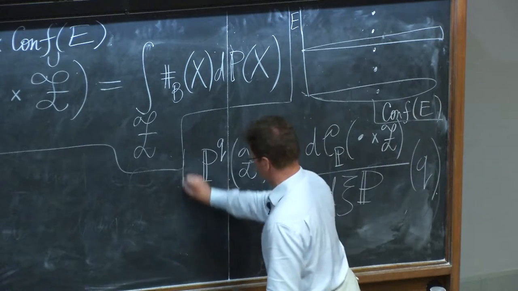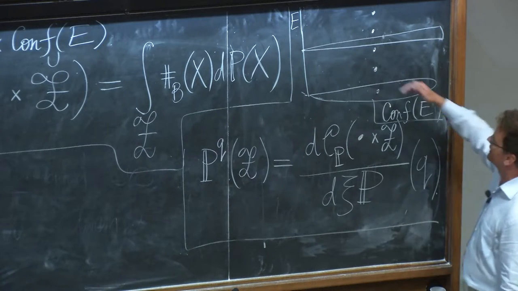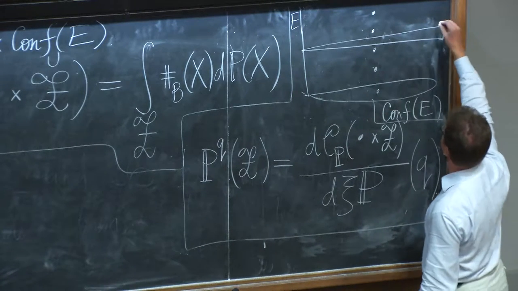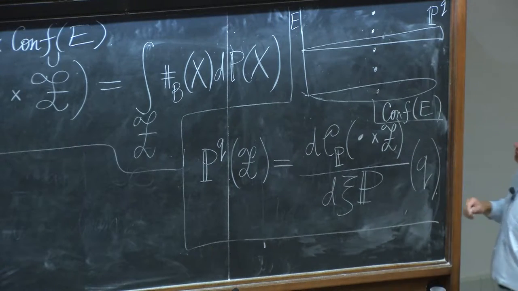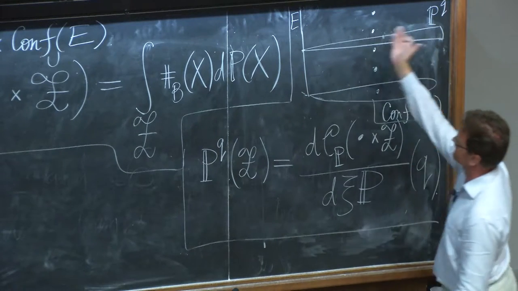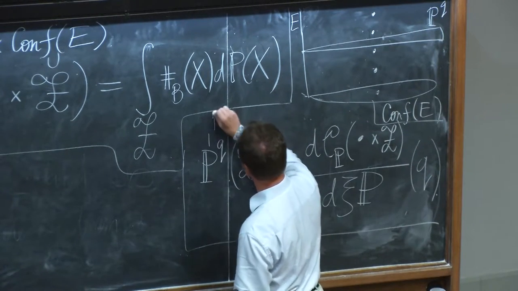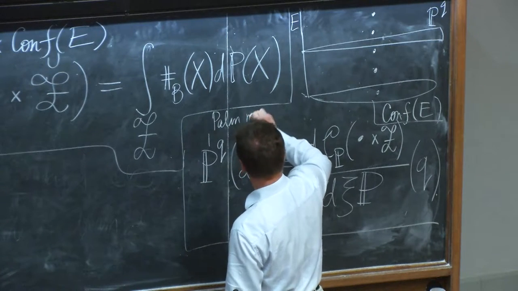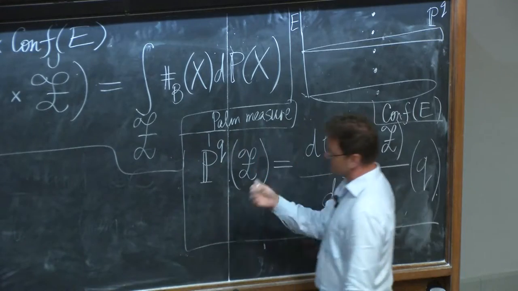So it is possible to write this formula, but I think it is more convenient just to say that palm measure is just conditional measure in the sense of Rochlin. So this is a very nice space, there are very nice measures, there are conditional measures, and this conditional measure is precisely called the palm measure. So this simple and beautiful construction gives a very general description of palm measures.